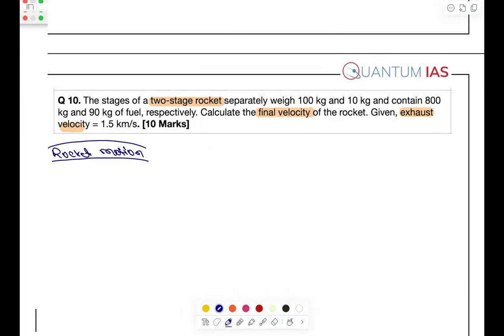This is coming from the rocket motion. Now you need to understand a few things. If this is my rocket, it will have two stages, like this. This is the first stage, let's say, and this is the second stage.